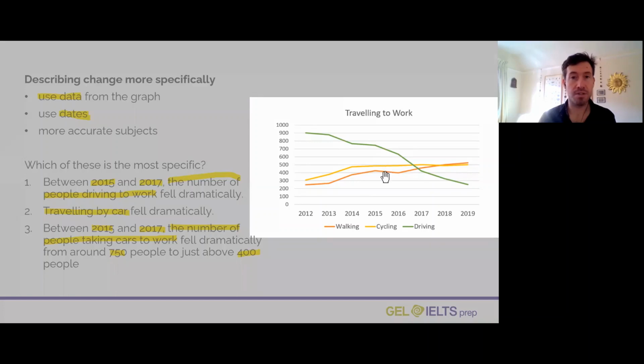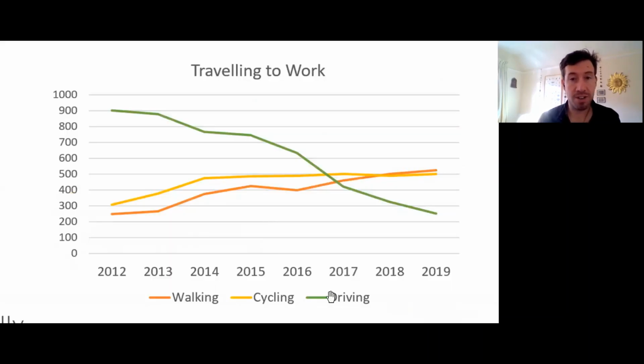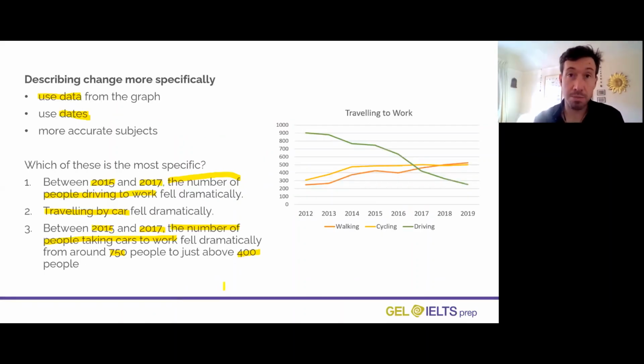Let's see what it's referring to. So we're talking about the number of people driving to work. In 2015, you can see here it's at 750 people, to 2017 for just over 400. So it's describing this part here, and it's describing it very specifically. It's using numbers from here, and it's using dates from here, and it's taking this, and it's putting it all into one sentence. Now, that is exactly what you want to be doing.